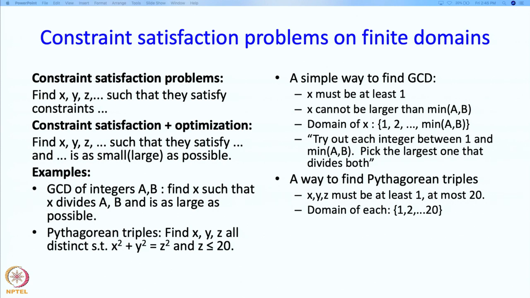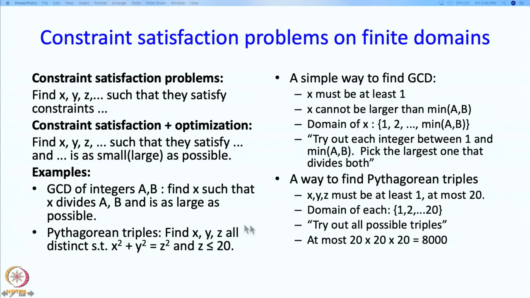So if this is the domain for each number, each x, y and z, then what can we say about all possible triples? Well, there are just 20 times 20 times 20, 8000 triples, and we need to know which one of these triples satisfy the Pythagorean property. So the algorithm naturally is that we are going to generate and try out all possible triples, and for each triple we are going to check, does it satisfy this equation? If it does, we will print it out. Okay, so again we are not being very clever over here, we are just doing something really brute force, we are trying out everything. But computers are fast, and so sometimes it is okay if we want to try out everything. The computers may do it fast enough.